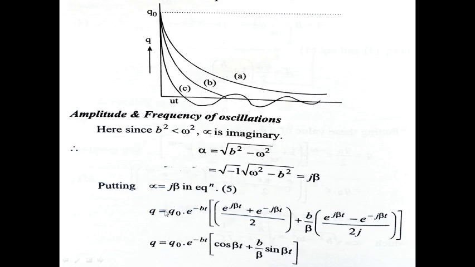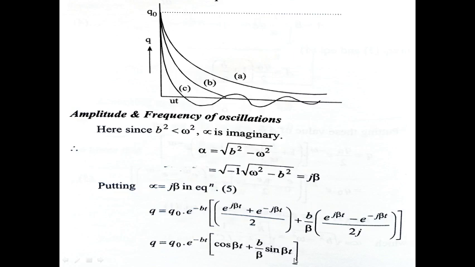Equation 5 becomes q is equal to q0 into e raised to the power minus bt in bracket, e raised to the power j beta t plus e raised to the power minus j beta t by 2, plus b by beta in bracket e raised to the power j beta t minus e raised to the power minus j beta t upon twice j. Now q is equal to q0 into e raised to the power minus bt. Now the first bracket is nothing but cos beta t, and the second bracket is sin beta t. So the bracketed quantity will become cos beta t plus b by beta into sin beta t.